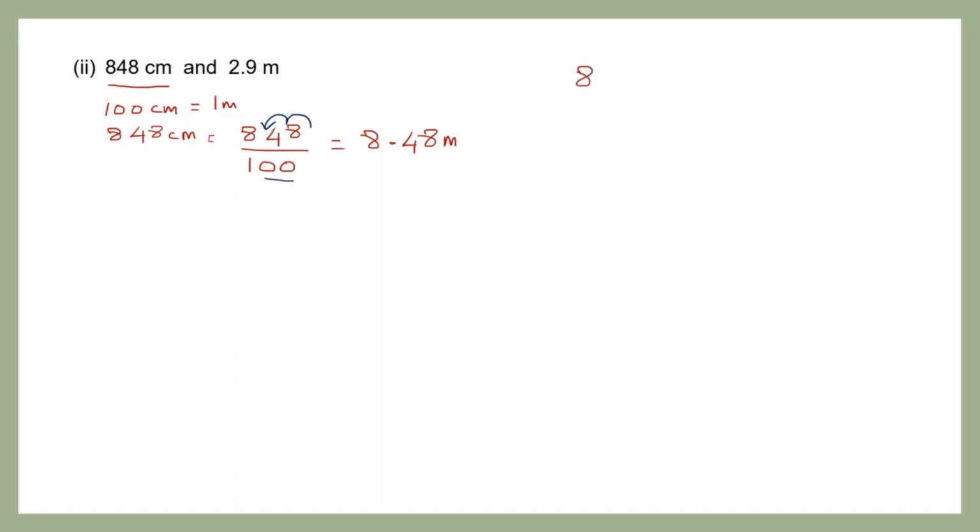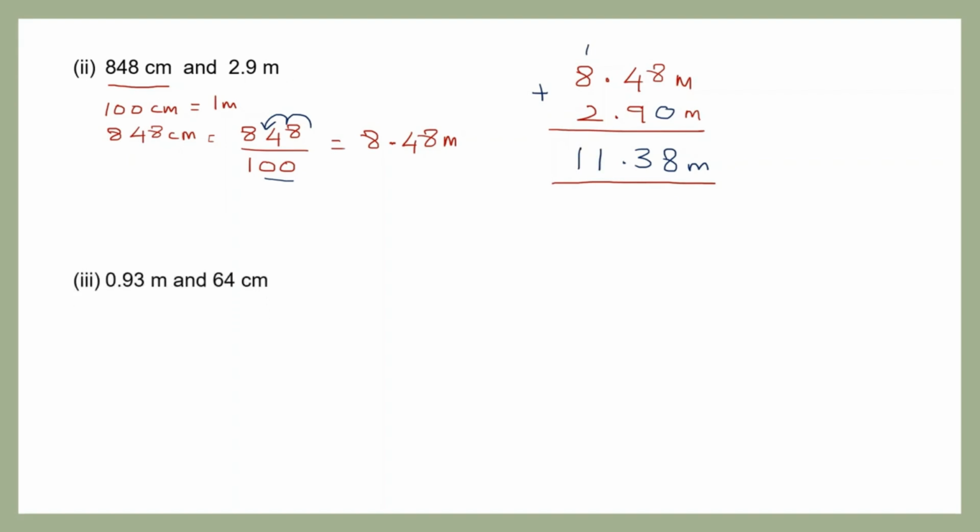Now I can add up both these. So 8.48 meters and 2.9 meters. So let's add these up, make them like decimals, and let's start the addition. 8 plus 0 is 8. 4 plus 9 is 13. I carry 1. 8 plus 2 is 10. Plus 1, 11. 11.38 meters.